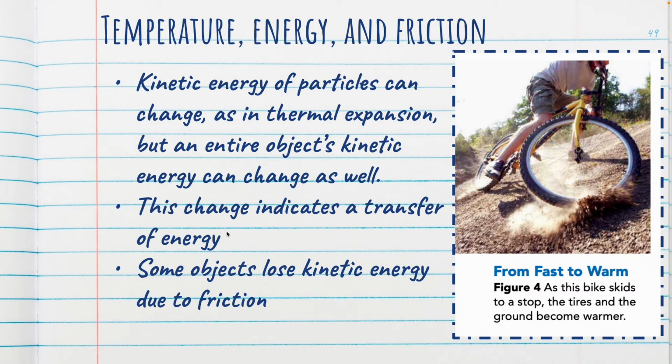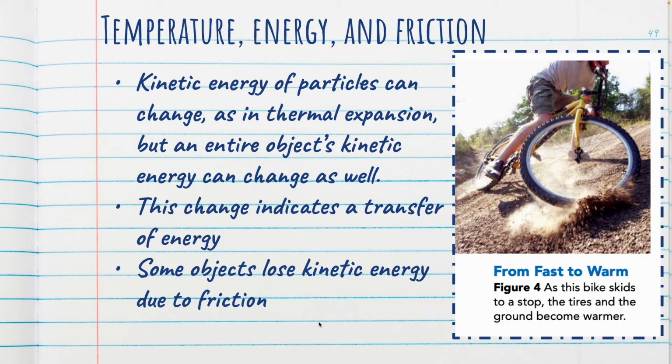All right, so temperature, energy, and friction. Kinetic energy of particles can change as in thermal expansion, but an entire object's kinetic energy can change as well. This change indicates a transfer of energy. Some objects lose kinetic energy due to friction. For example, if you're riding your bike and you need to come to a stop, the brakes are going to apply pressure to the tire, and as that bike skids to a stop, the tires and the ground are going to become warmer. So you're getting that transfer of energy from your hand to the brakes to the tire, transfer of energy.